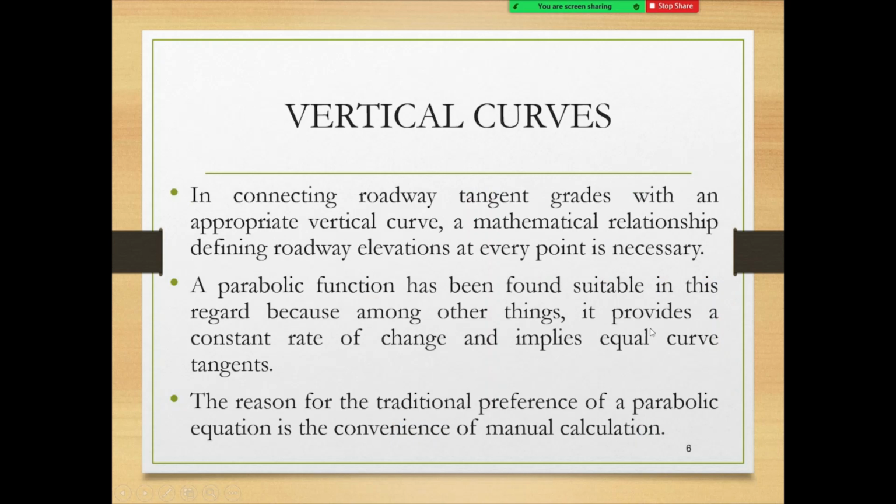In connecting roadway tangent grades with an appropriate vertical curve, a mathematical relationship defining roadway elevation at every point is necessary. Okay, now in a curve, everywhere you have to have a mathematical relationship. We use a parabolic function. So they say a parabolic function has been found suitable in this regard because, among other things, it provides a constant rate of change and implies equal curve tangents. Then the reason for the traditional preference of the parabolic equation is the convenience of manual calculation.